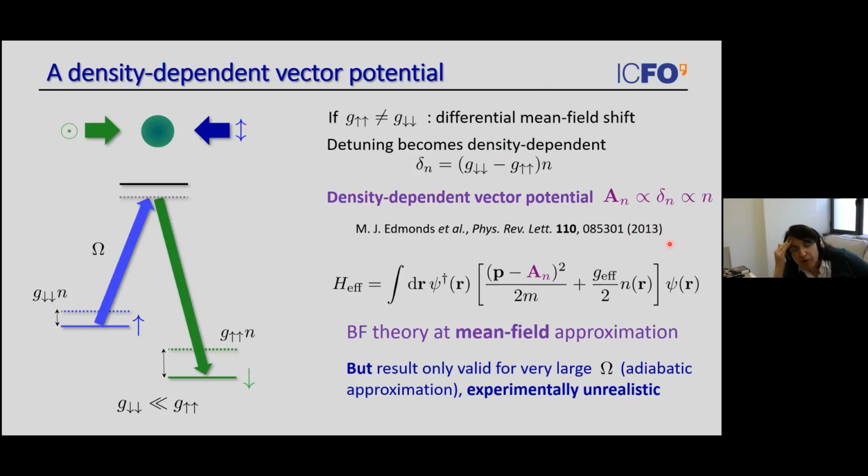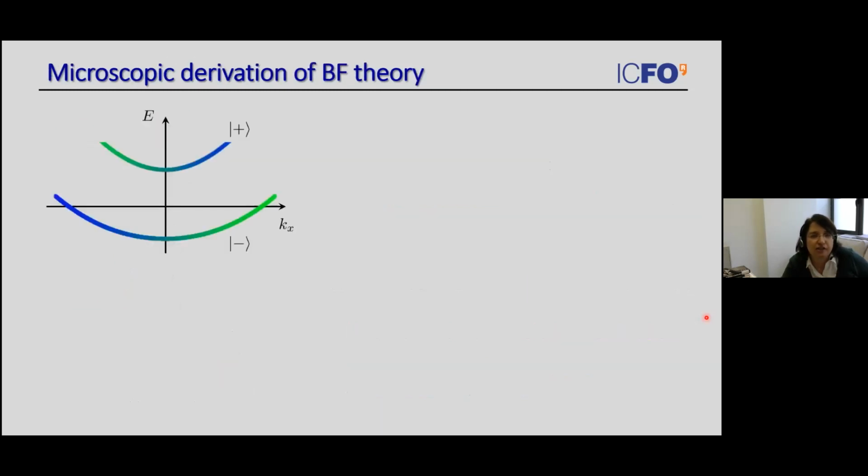But if you think a bit further, you realize, how can it be that at the very large coupling limit I get this nice model? I mean, physics needs to be continuous. So what happens if I reduce my Rabi coupling? Can't I just recover something similar to this Hamiltonian, but in a regime where I can measure? So that motivated us to look further at this system and to try to derive this BF theory from a different point of view, like derive it microscopically.